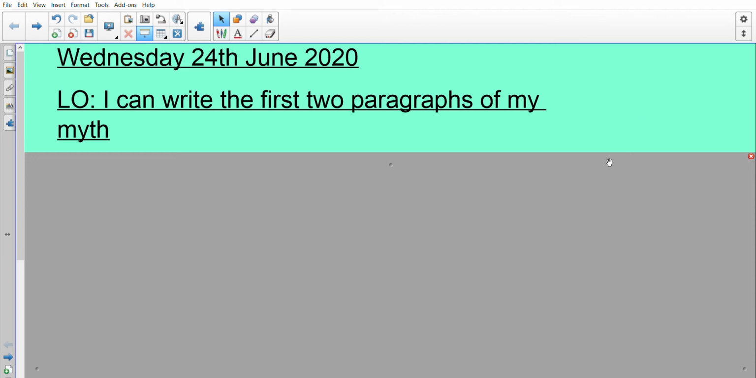Good morning, Year 5. Today we are going to actually start writing our myths finally. So we've got 3 more days to write our story and we'll finish it by the end of the week. So today's learning objective: I can write the first 2 paragraphs of my myth.